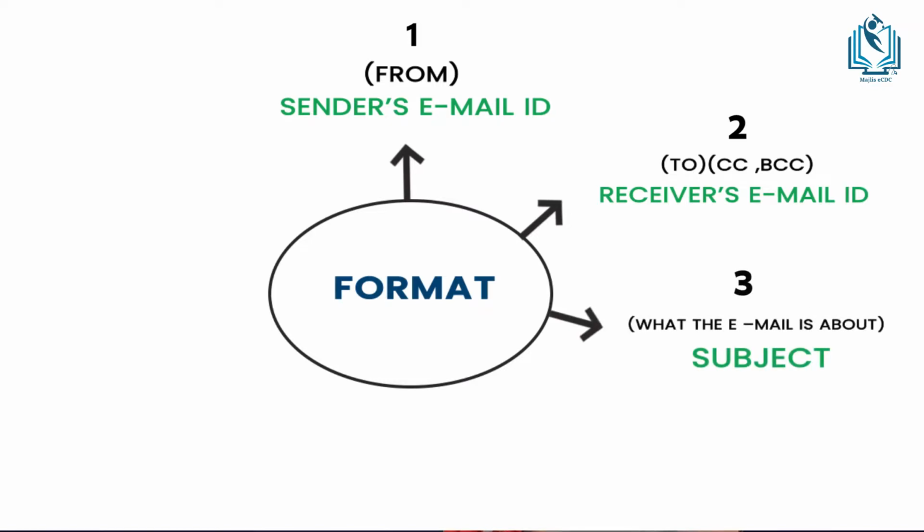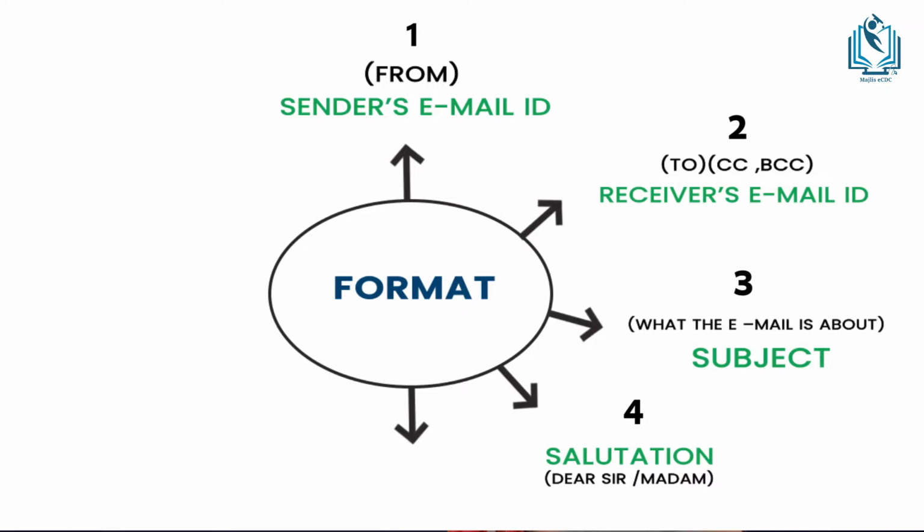Number 3 is the subject. It is used so that the reader immediately knows what your email is about. The fourth one is salutation. A salutation is a greeting used in an email. Generally, we use Dear followed by the recipient's given name. If the name is unknown, we use Sir or Madam.